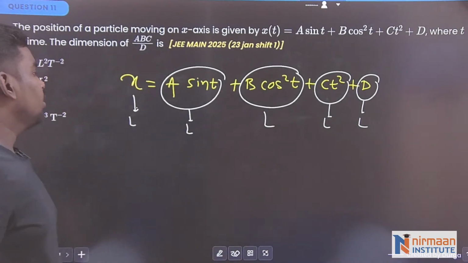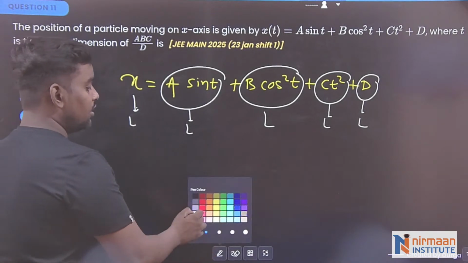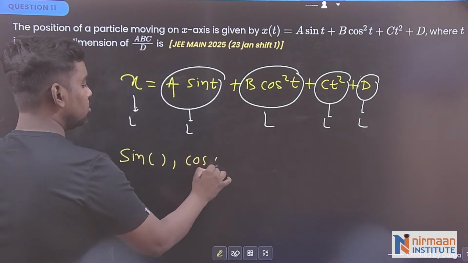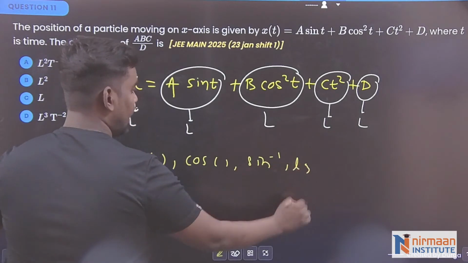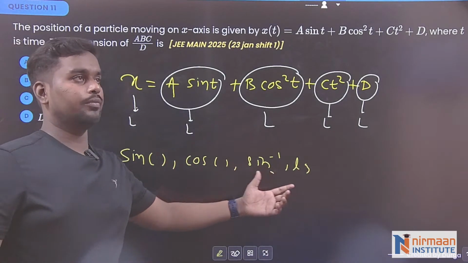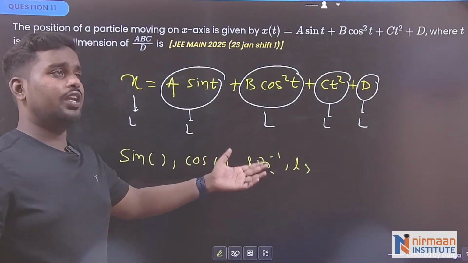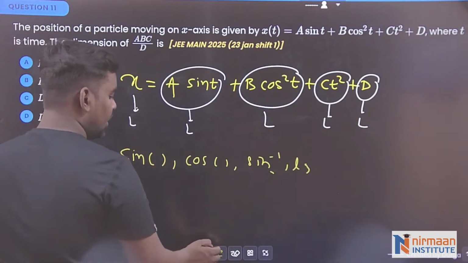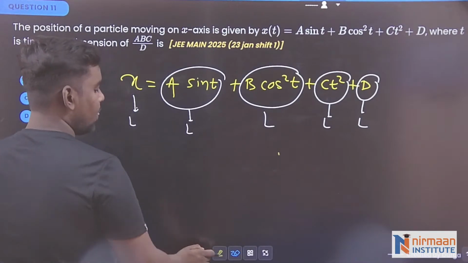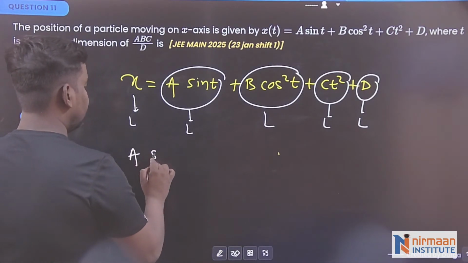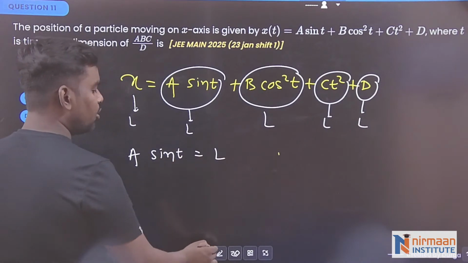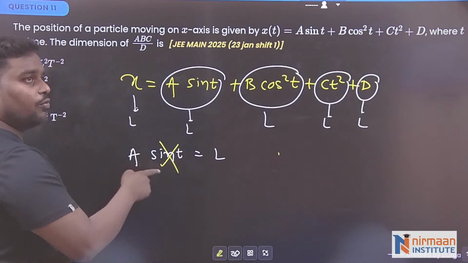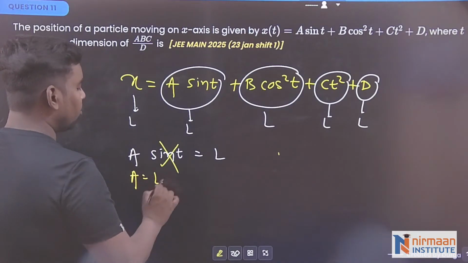And I told you the important point that sine, cos, sine inverse, log, etc. have no dimension. Any trigonometric function, sine inverse, log, they are dimensionless. So from this, I can write that A sin t must have dimension L, and sin t is dimensionless because it is a trigonometric function. So A dimension is L.